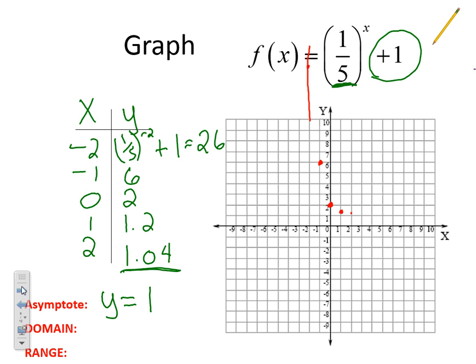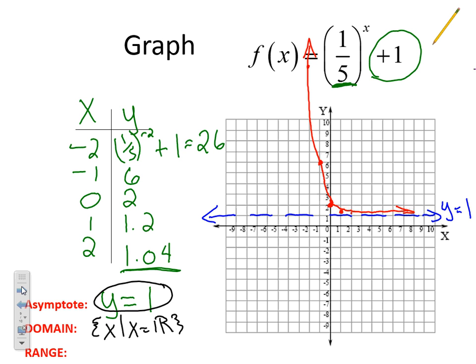So our graph is going to look something like this, where it's going to get closer and closer to 1, but never going to touch it. So right here, we have to put in our asymptote. You have to draw it in every time. Y equals 1. Now, last but not least, our domain and range. Domain, once again, ladies and gentlemen, x such that x equals all real numbers. And my range is above my asymptote, and my asymptote is 1, so it's going to be y such that y is greater than 1.